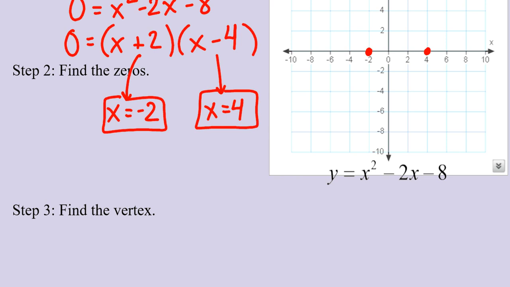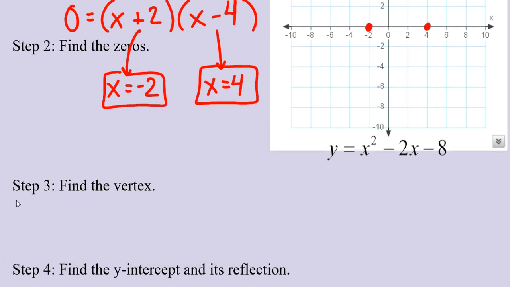You add them together and divide by 2. So if I want to find the vertex's x-coordinate, I'm going to use a v to stand for vertex and a little x to stand for its x-coordinate. Its x-coordinate is going to be the average of these two x-intercepts. So negative 2 plus 4, and then divide by 2. Negative 2 plus 4 is 2, and 2 divided by 2 is 1.